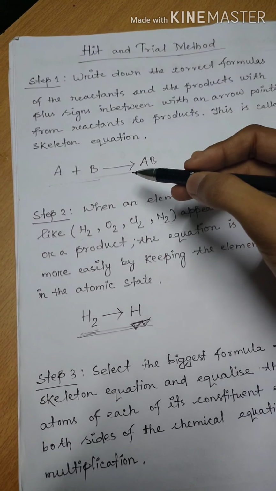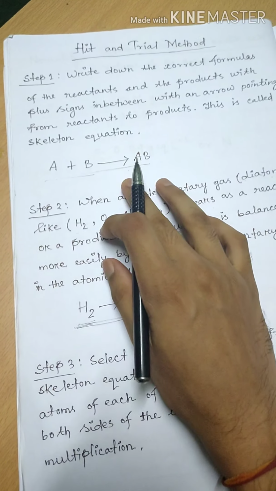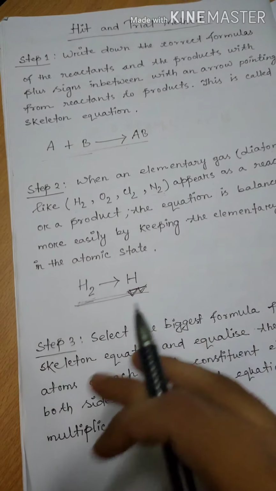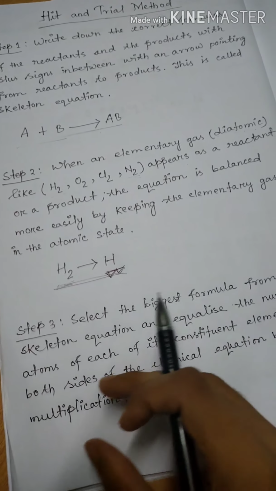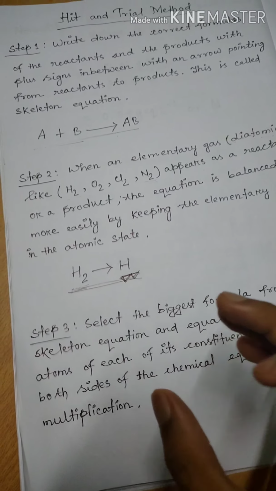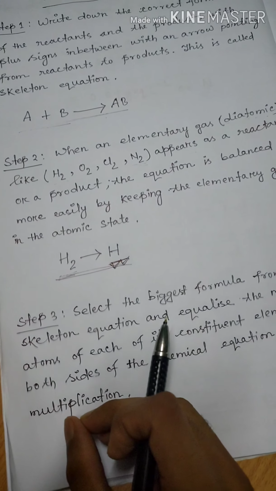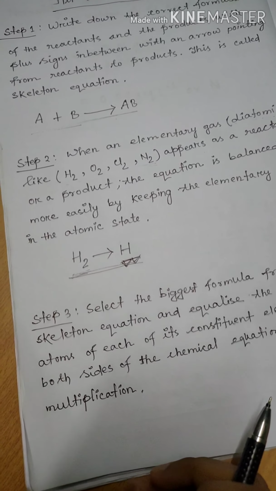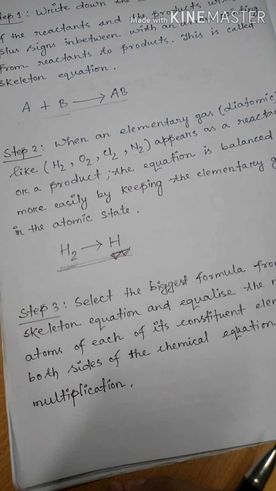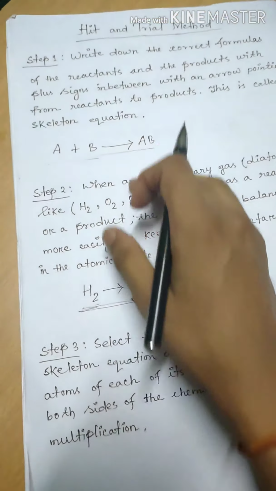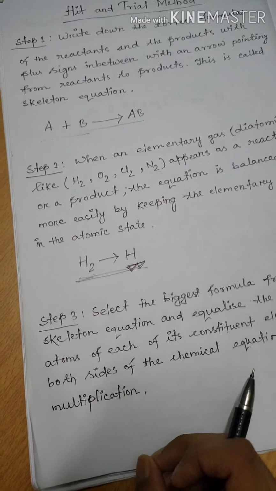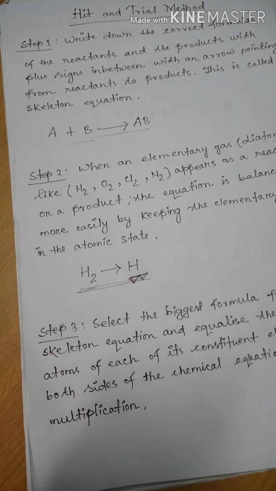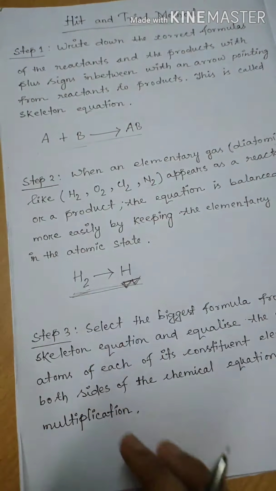So from that equation we have to select the highest or biggest formula, and from that biggest formula we have to equalize the number of atoms of each element present in that biggest formula, by suitable multiplication. Okay, so this is our step 3. So if we apply these 3 steps, then we will be able to balance the chemical equation. Okay, so now let us take an example so that you will understand easily.